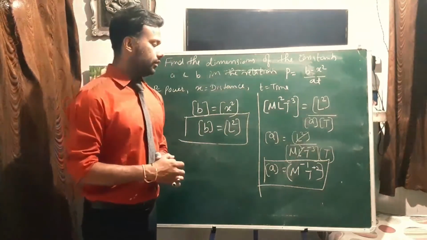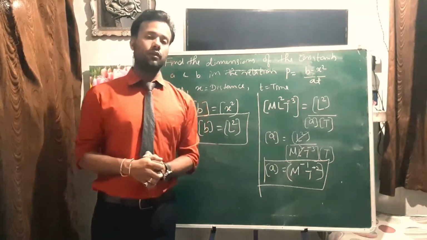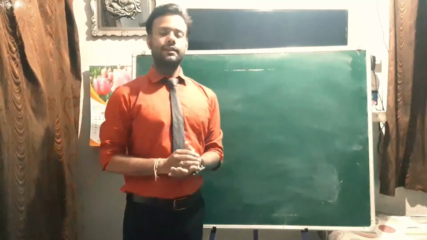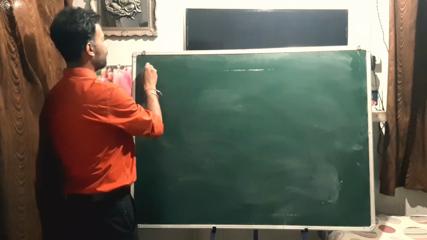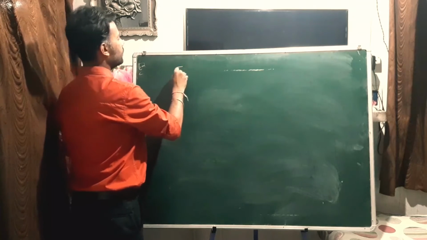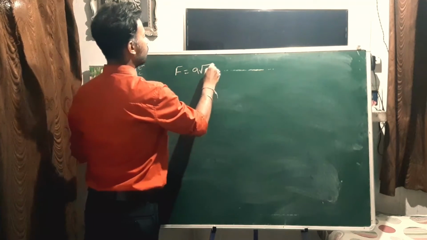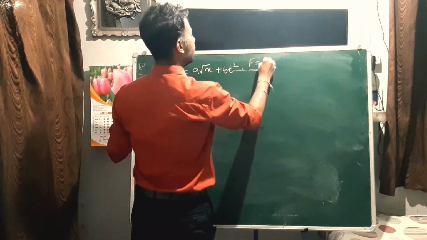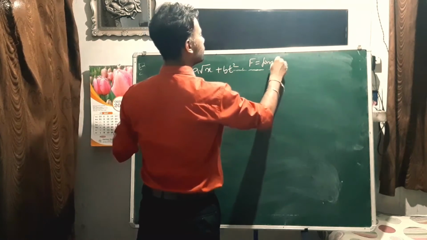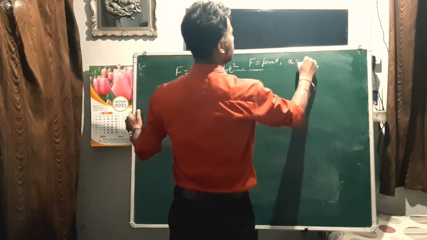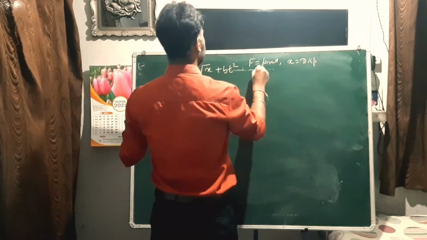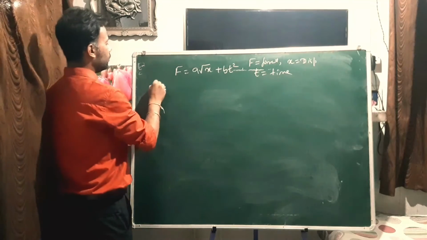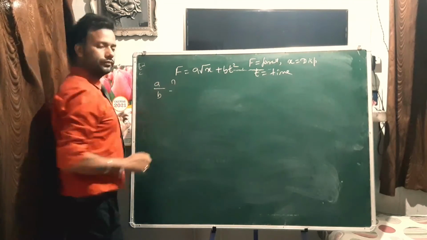Okay. So this is how we can solve the numerical based on the principle of homogeneity. Let's have one more example. We have the equation F equals a under root x plus b t square, where F is force and x is displacement and t is time. We have to find the dimension of a upon b, right?